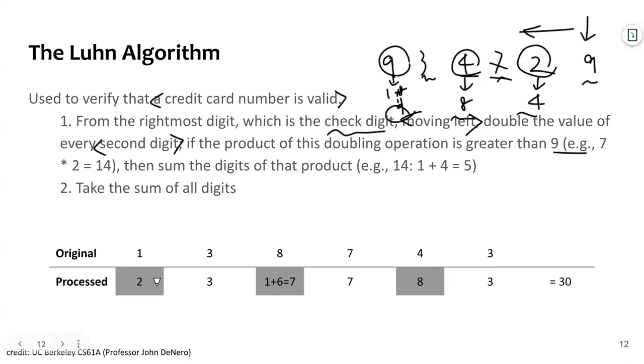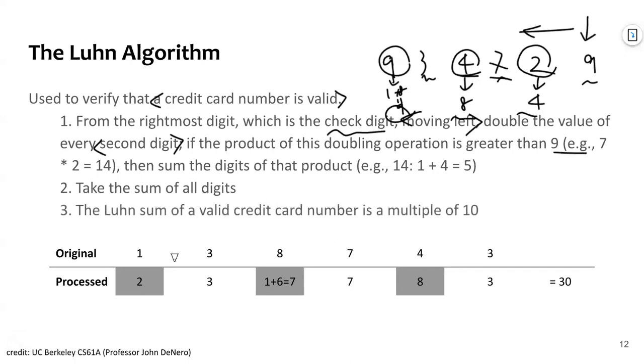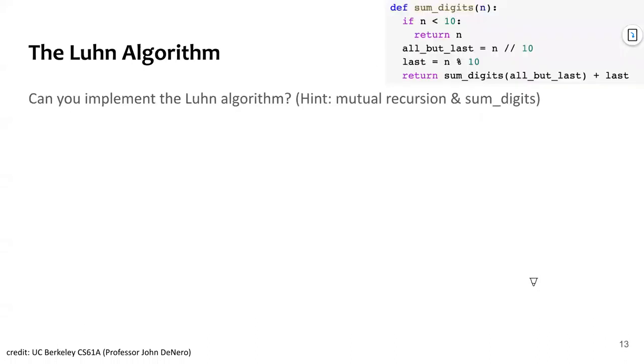So everyone is getting the right answer, I guess. And if the Luhn sum of a valid credit card number, so if this number is a multiple of 10, then that means this credit card number is valid, all right?